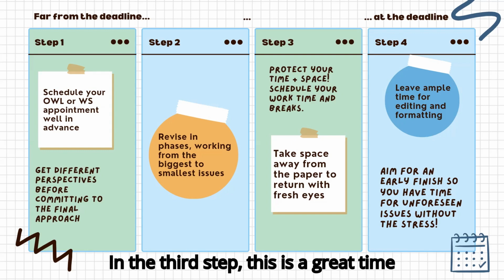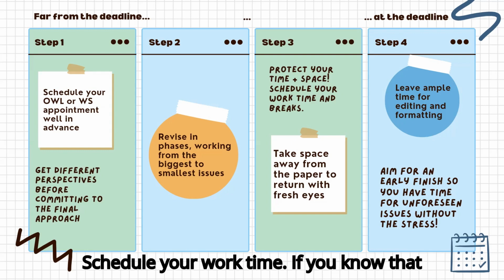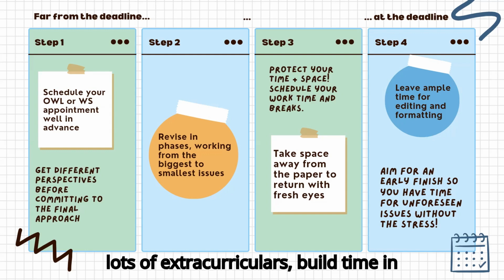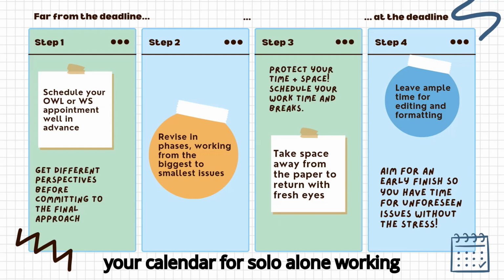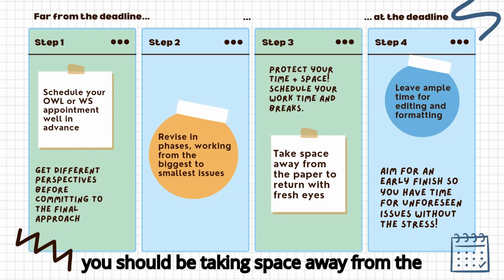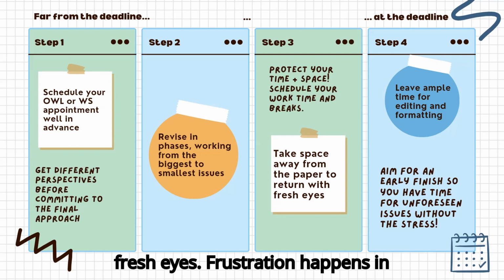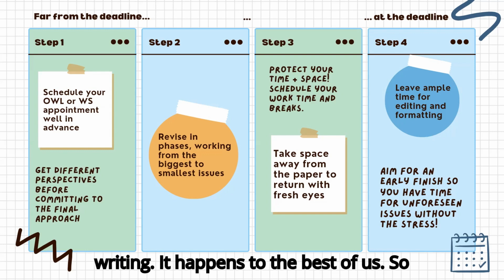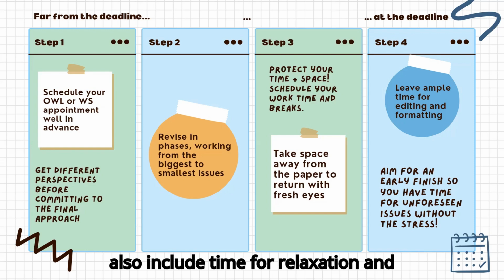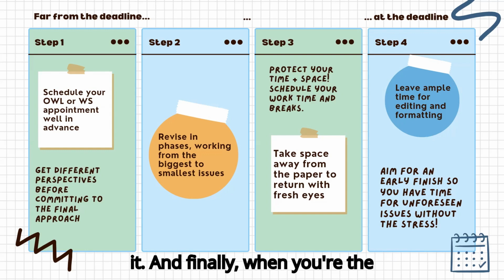In the third step, this is a great time to protect your time and space. Schedule your work time. If you know that you're a busy person, you have family or lots of extracurriculars, build time in your calendar for solo, alone working time in a place where you feel comfortable and productive. But also, you should be taking space away from the paper so that you can return to it with fresh eyes. Frustration happens in writing. It happens to the best of us. So protecting your time and space should also include time for relaxation and decompression so that you can bring the most to your paper when you do work with it.